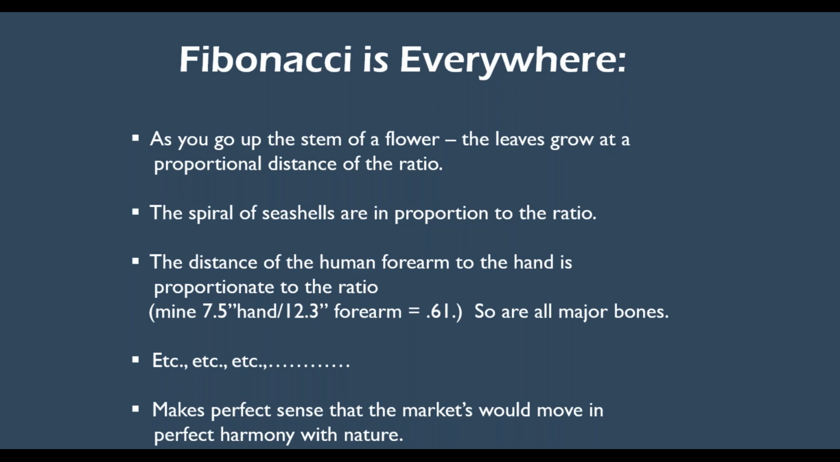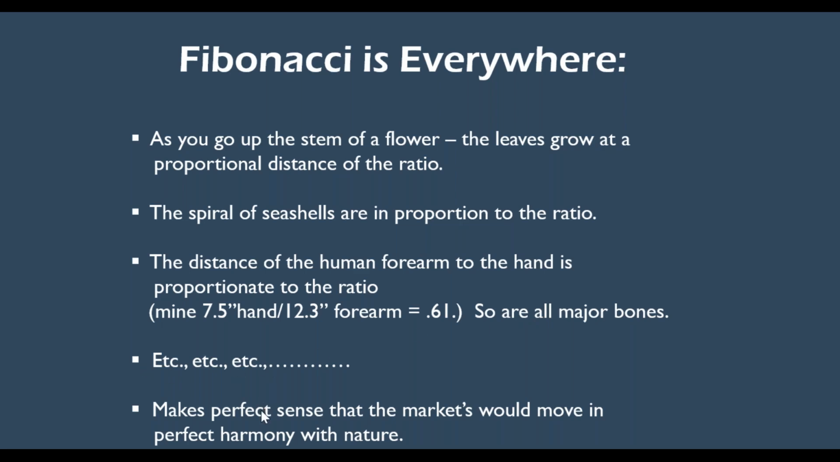Look at the bones in your body. You take the distance from your forearm to your hand, and then from the wrist to the end of your fingertips. It'll be proportional to the Fibonacci ratio. My hand is 7.5 inches, forearm 12.3 inches. That gives me a ratio of 0.61. This is true with all the major bones, et cetera, et cetera.